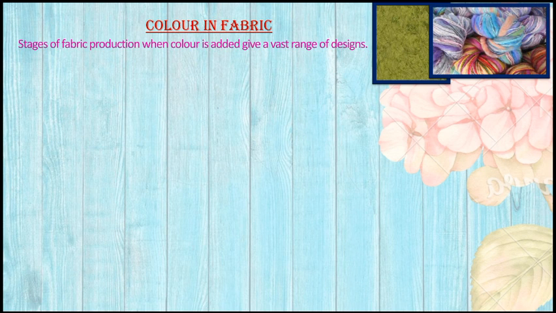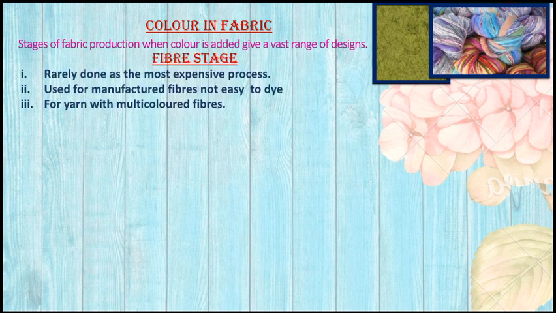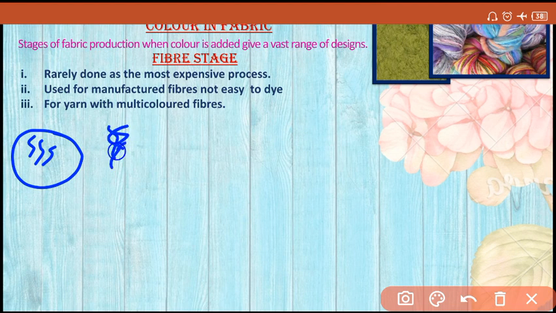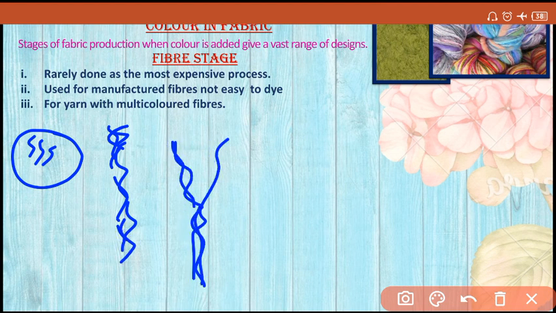The stages of fabric production, when color is added, give a vast variety of designs. These designs are created only by making use of color. The first is the fiber stage. Let me explain it to you a bit. When we make a cloth, we make use of fiber, which is the smallest unit in a fabric. You must have done it in class 11th. I'll just remind you. We weave these fibers together to make a yarn. We often make use of 2 or 3 yarns together to make multi-filament yarns.